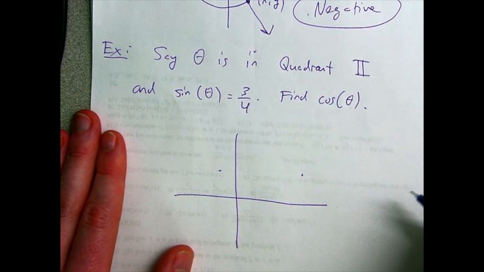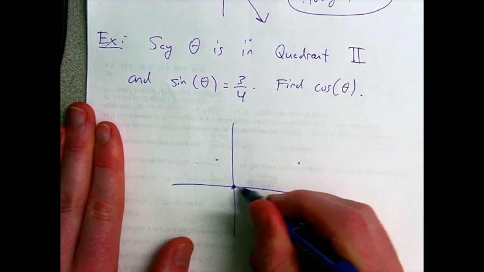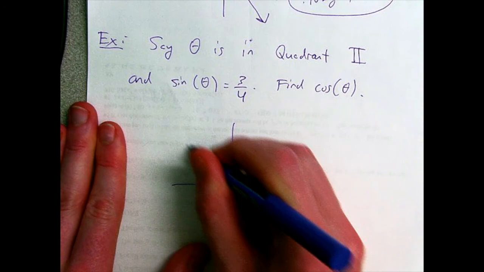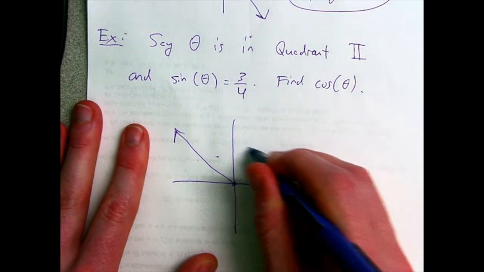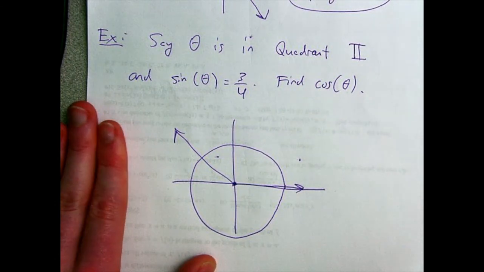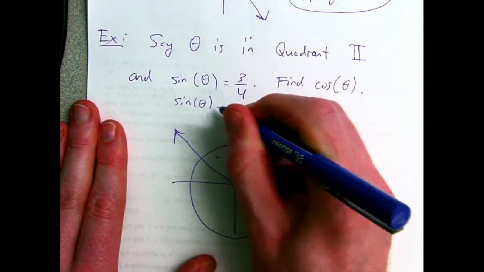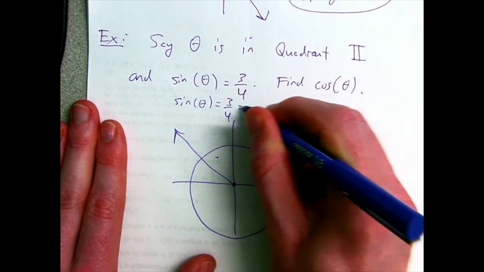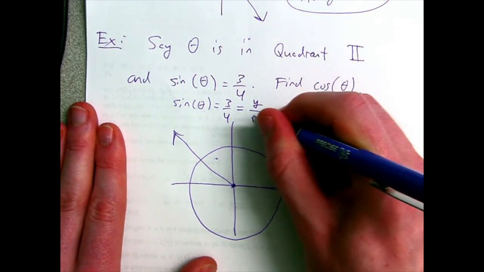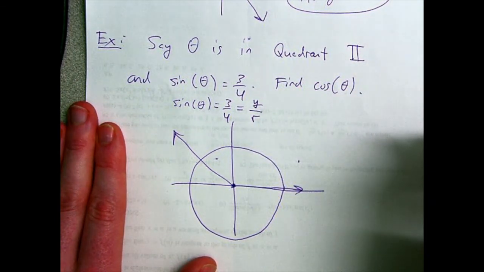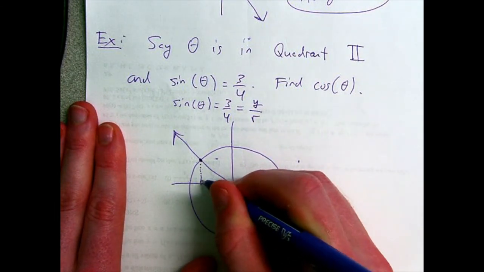Maybe just a couple more examples. Here's my next example. Say theta is in quadrant 2, and the sine of theta is equal to 3/4. Find cosine of theta. Boy, that's kind of strange, isn't it? So look, let's draw a picture.